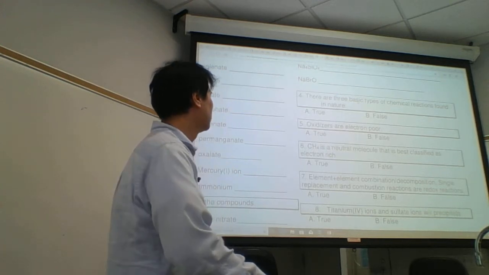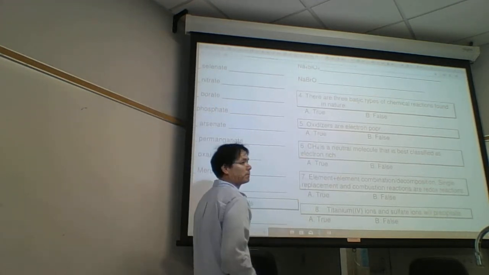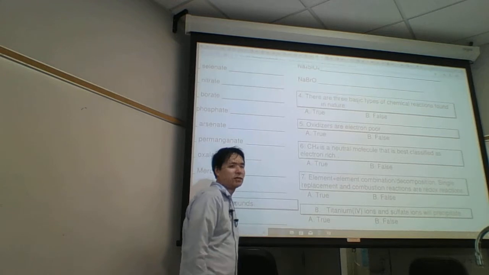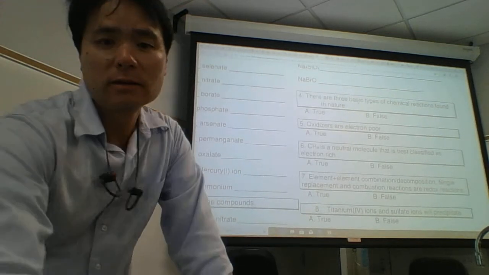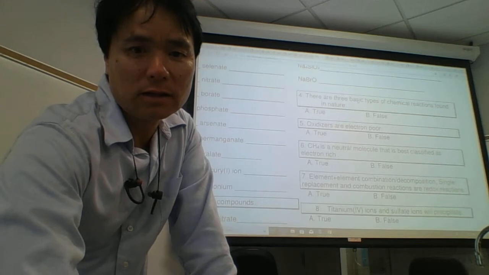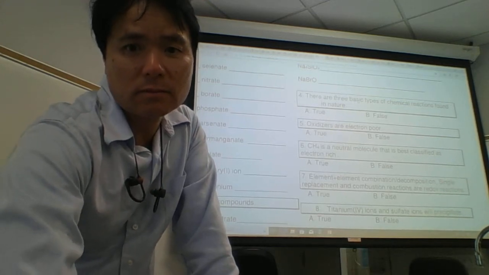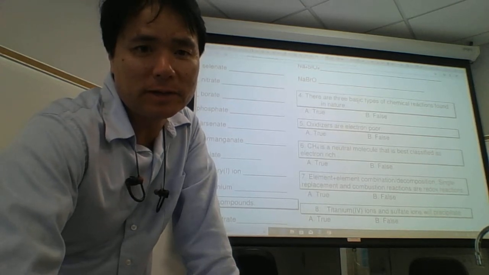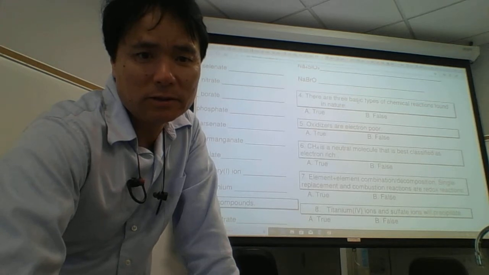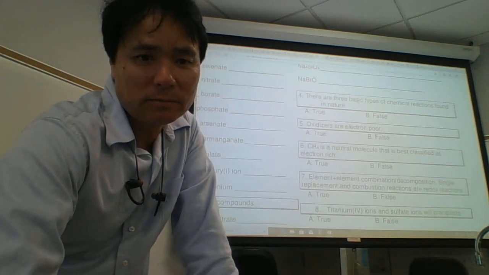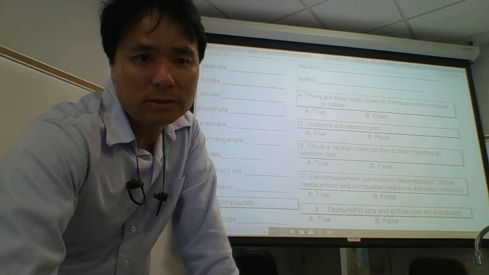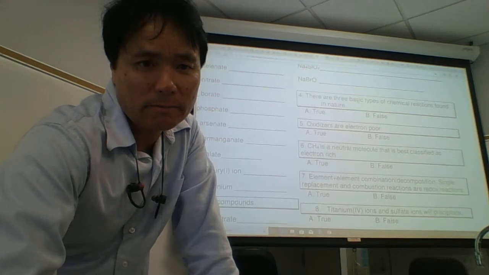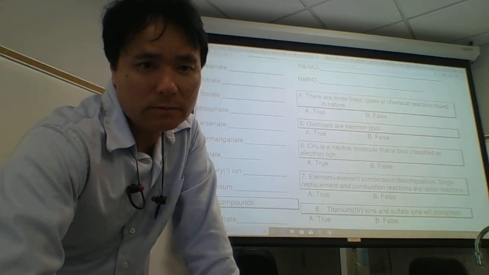True. That's correct. Oxidizers are electron poor. Methane is a neutral molecule that is best classified as electron rich. What do you guys say? That's also true. Let me know if you need further explanation or if you're good. It will just keep moving. But that's true. Okay, let me just fix that later.